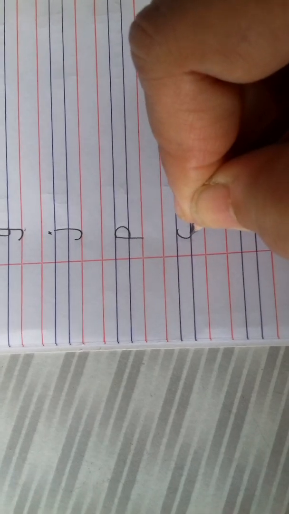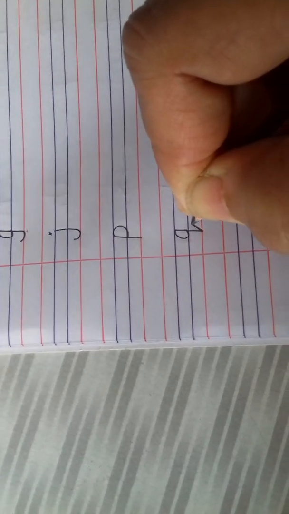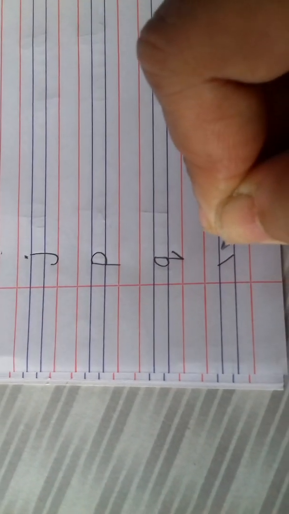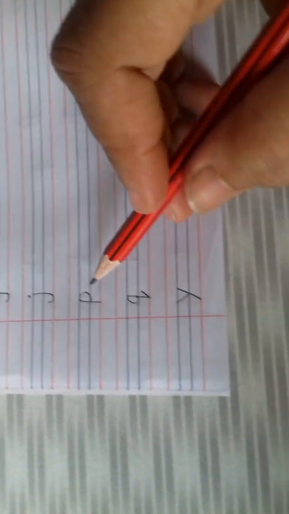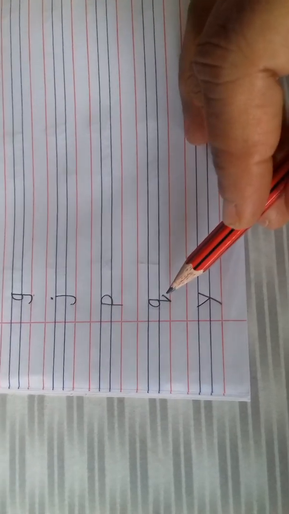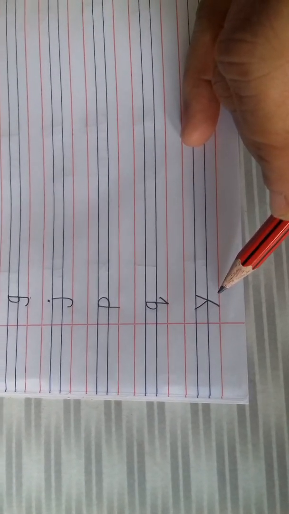Then small q. Next is small y. See children, these are lowercase letters. We will repeat small g, small j, small p, small q and small y.